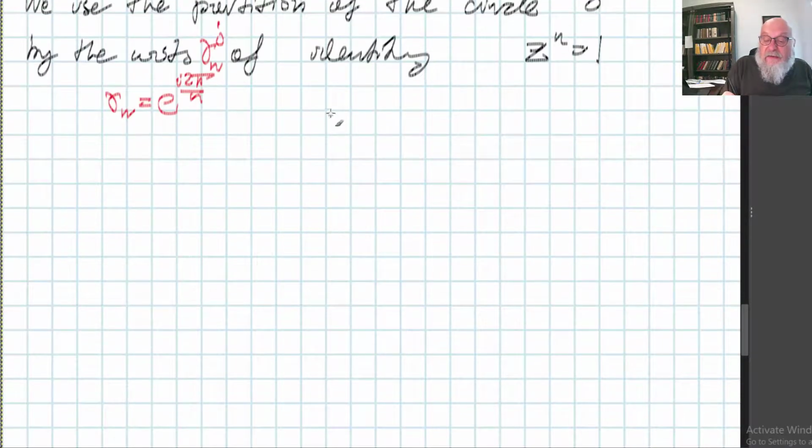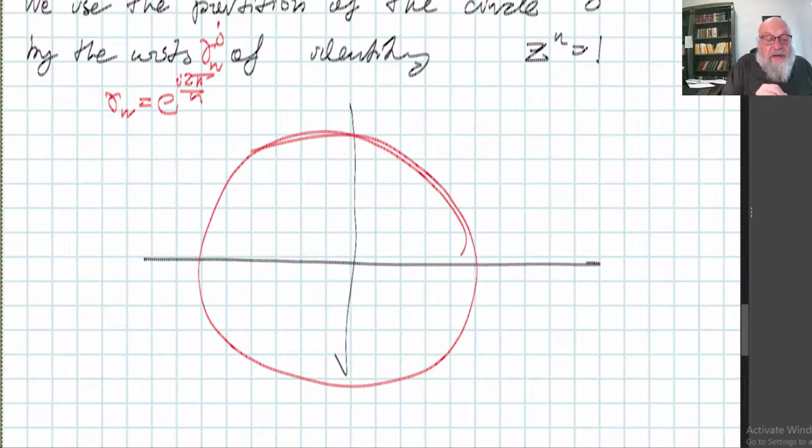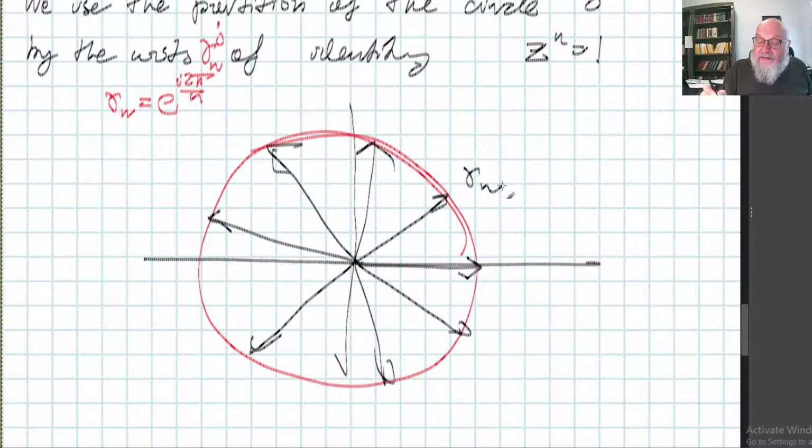So let me make a picture. Here we have the circle. This is our circle. And now we have here these roots of the partition. So this is 1, 2, 3, 4. That's my γ_n. The next one will be γ_n squared, γ_n cubed, etc. So it gives you a partition, and we can define the sets for that partition.